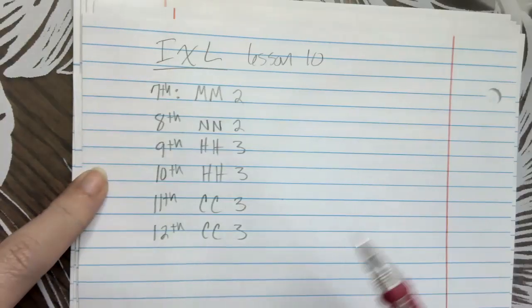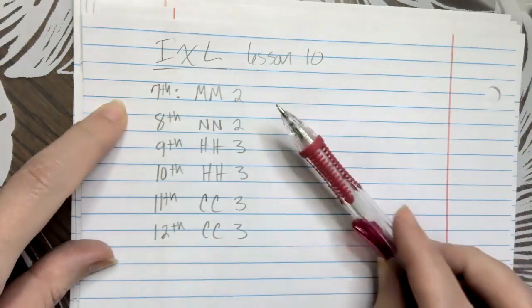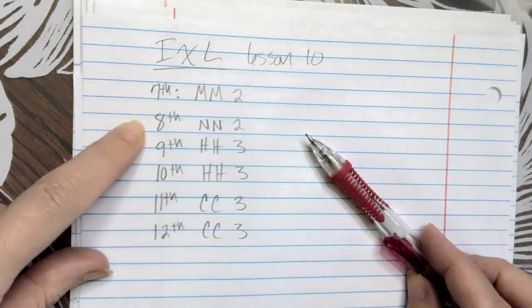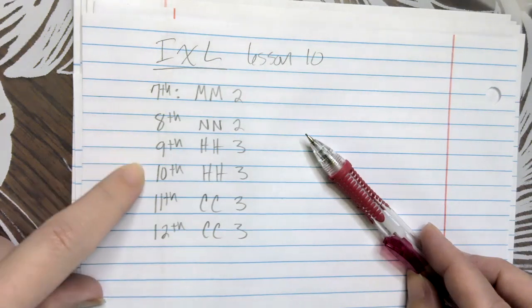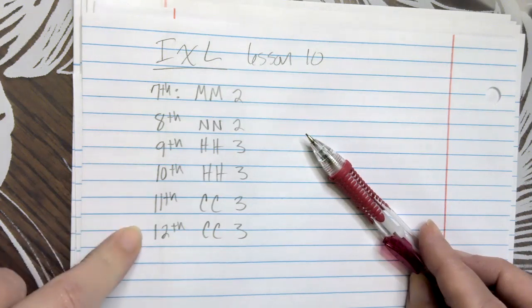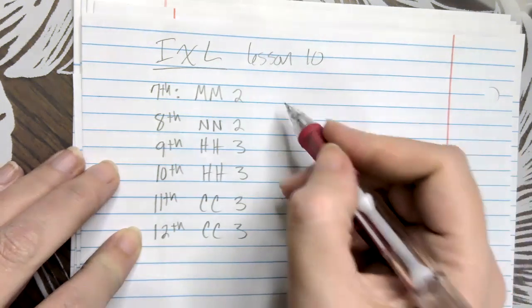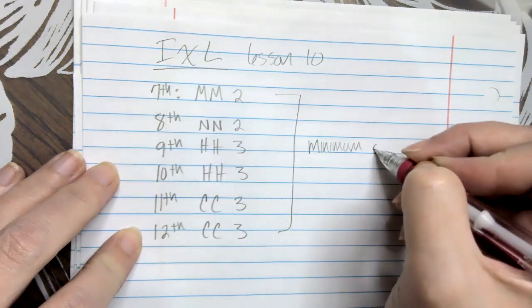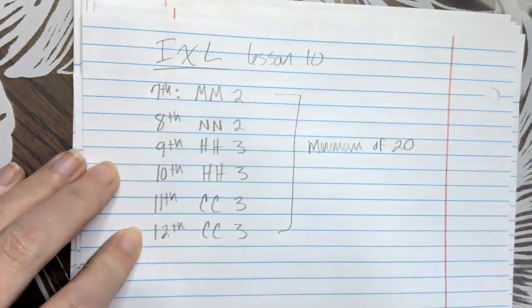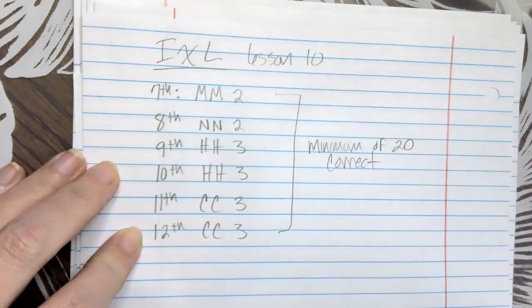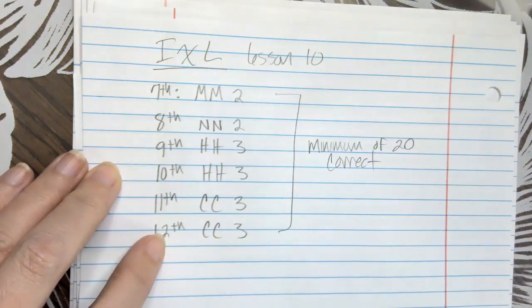All right, so your practice path for this lesson, if you are in 7th grade, is MM2; 8th grade, NN2; 9th grade, HH3; 10th grade, HH3; 11th grade, CC3; and 12th grade, CC3. I would like you to do a minimum of 20 of these. Minimum of 20, it's always correct. So that number is always counted as correct, not half of them wrong and then calling it good.